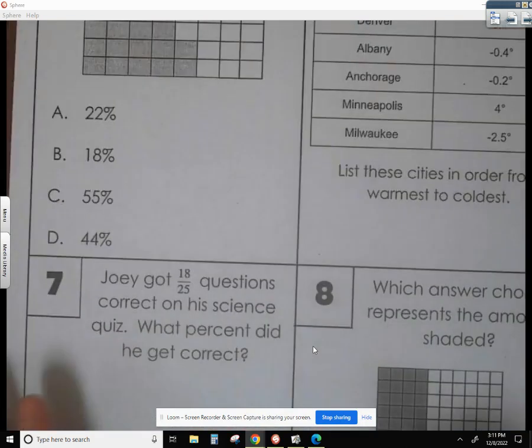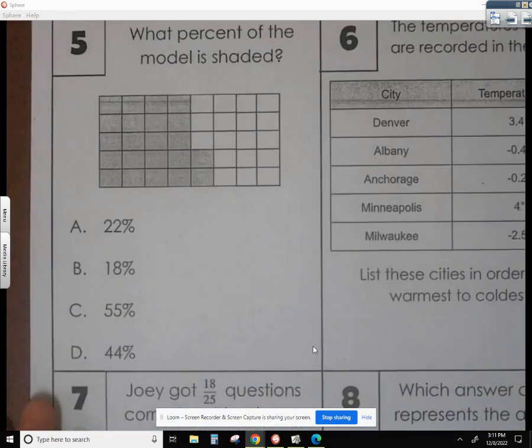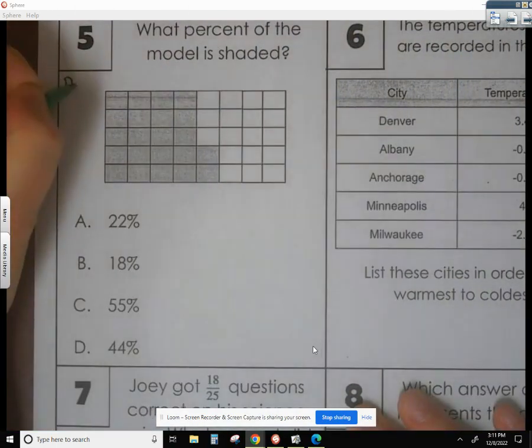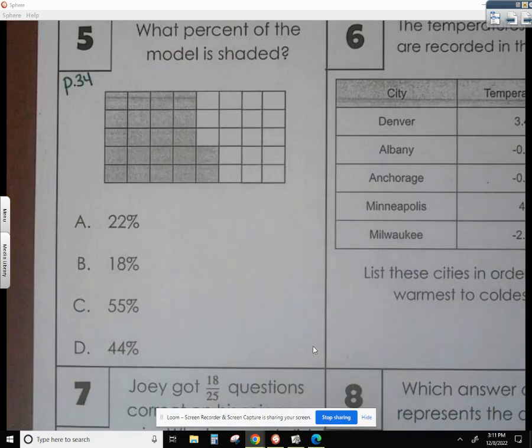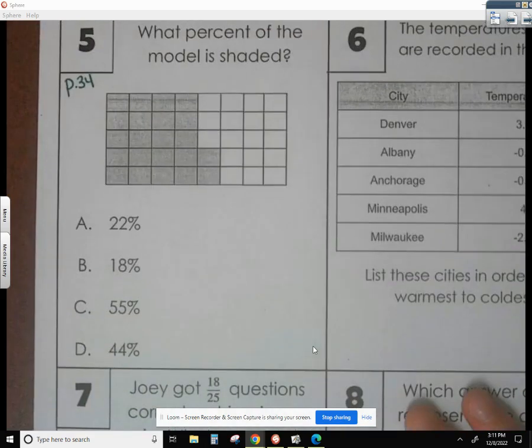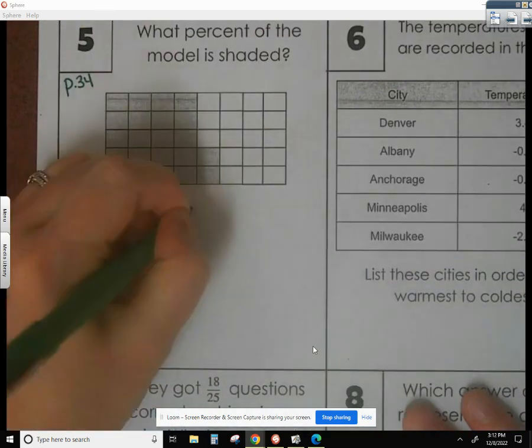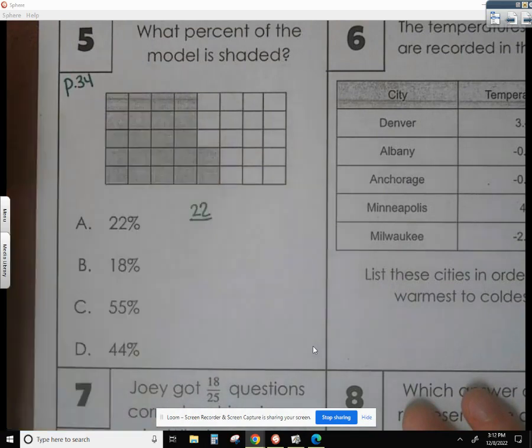Okay, let's move to the back of our review. This one says, what percent of the model is shaded? And you can find this on page 34. There's actually a very, very similar problem on page 34. And we've got 22 squares shaded.